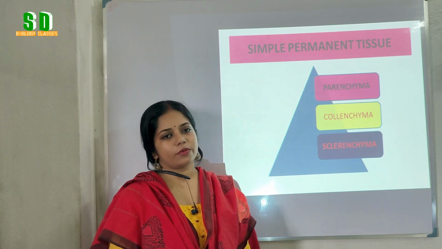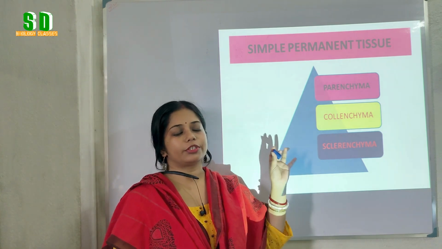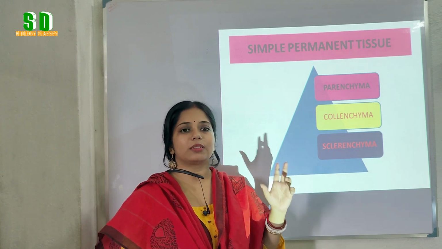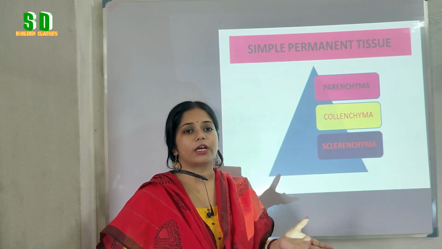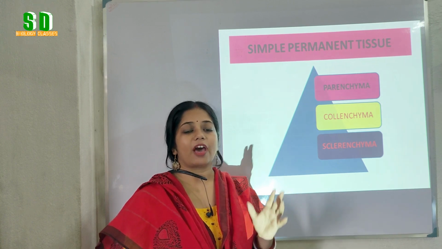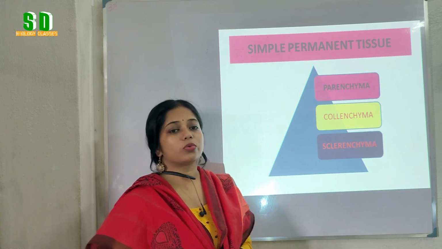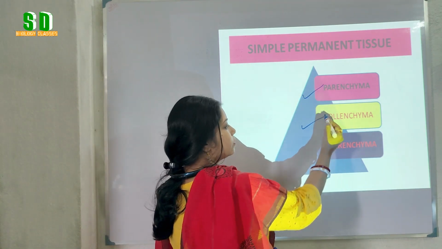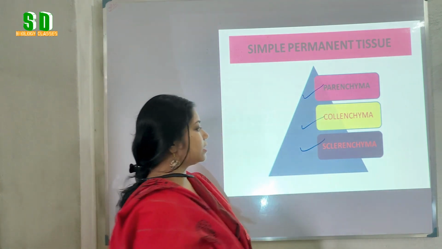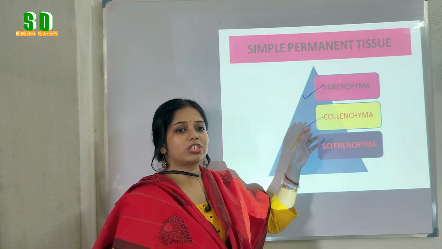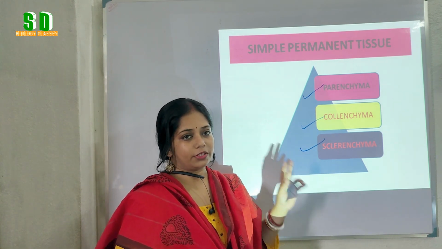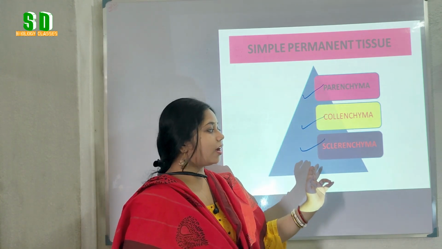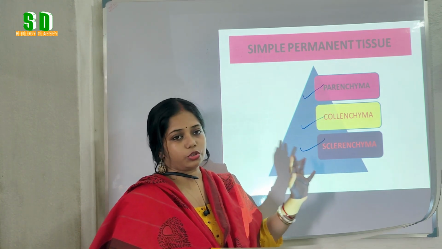So students, first of all, we will know about the different types of the simple permanent tissue. Till now we have learned that simple permanent tissues are made up of the same type of cells having the same functions also. So what are the different types of it? First one Parenchyma, second one Collenchyma, and the third type is Sclerenchyma. So these are the three basic types of the simple permanent tissue. Now we will know more about Parenchyma, Collenchyma and Sclerenchymatous type of tissue.